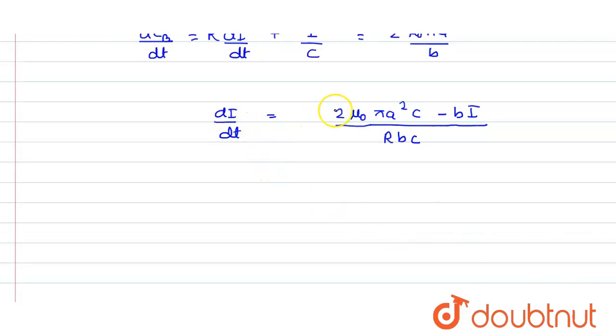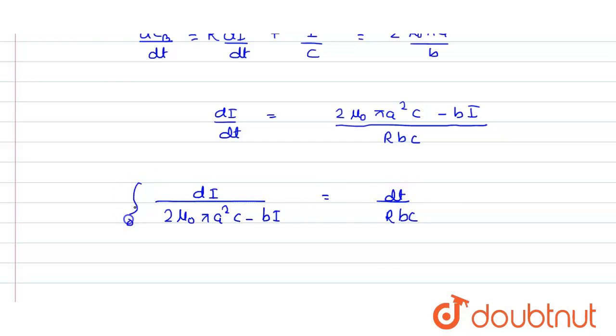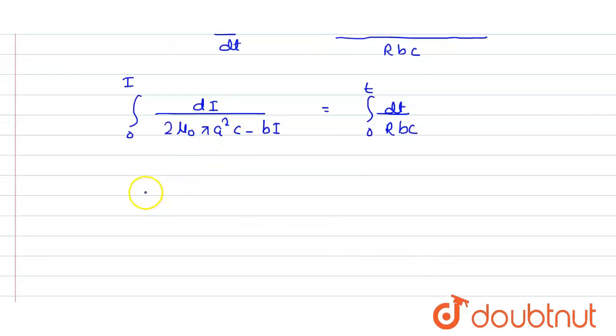Now what we can do, we can just bring this term to this side and dt to the other side, and we can simply integrate this to get the value of the current. So we write di divided by this term, 2 mu naught pi A squared C minus Bi, equal to dt divided by RBC. Now we can just integrate it from 0 to I, and the time limit would be from 0 to time t. Now if we integrate this, it would turn out to be in logs.